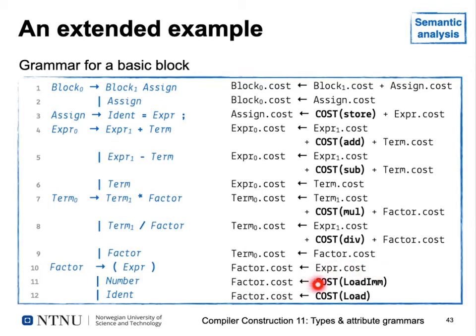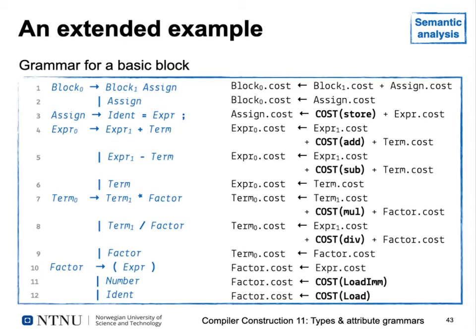So we would need to figure out the cost of loading this immediate value into a register here, whereas when we have an identifier, this is a variable here, so we need to figure out the cost of loading this variable from memory into a register, and then we synthesize this cost attribute for our factor here. If we have something in brackets, it doesn't add anything to our cost because this is just a structural representation.